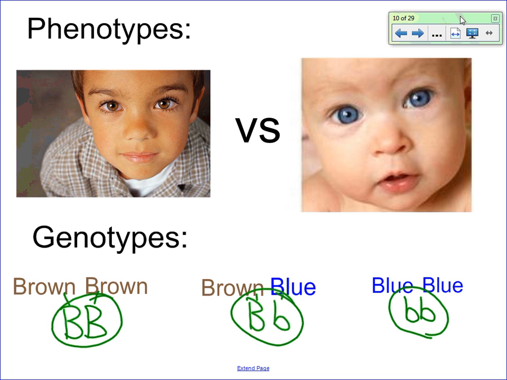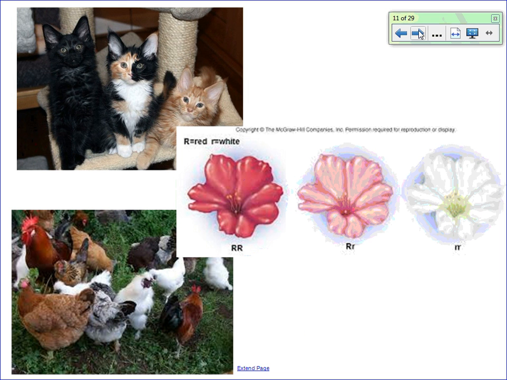What we're going to do today is actually expand on this a little bit. We've sort of been using a simplified version of how inheritance works, because there are lots of other ways that inheritance can happen. Not every trait is just as simple as dominant versus recessive. If you take a look at the cat series, you see that there are really multiple color cats. It's not just a brown cat, and it's not just a black cat, but you can have a cat that's both brown and black with some white in there as well. Or some flowers.